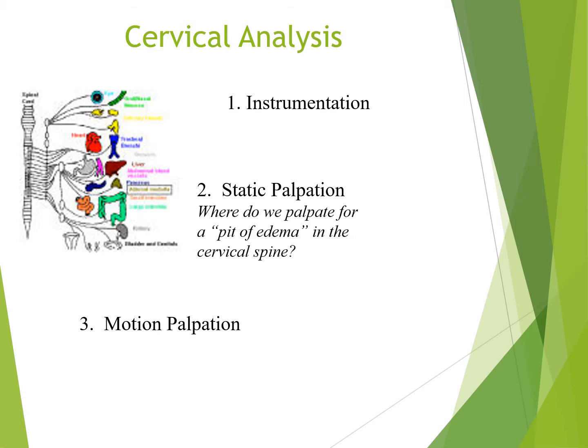When we do our static palpation, the question here, where do we palpate the pit of edema in the cervical spine? Different than when we find the pit of edema in the thoracic or lumbar spine, in the cervical spine, we typically find that edema right on the inferior tip of the spinous process. That's where the edema tends to be, not paraspinally, but right on the tip of the spinous. And you can feel it. It feels just like a little pea-sized soft spot over the spinous.